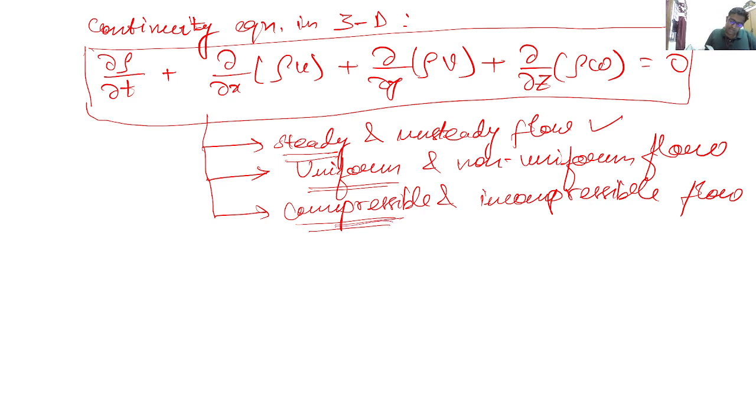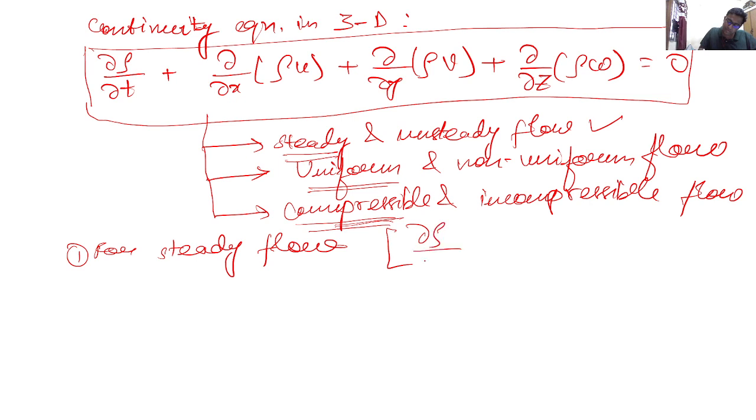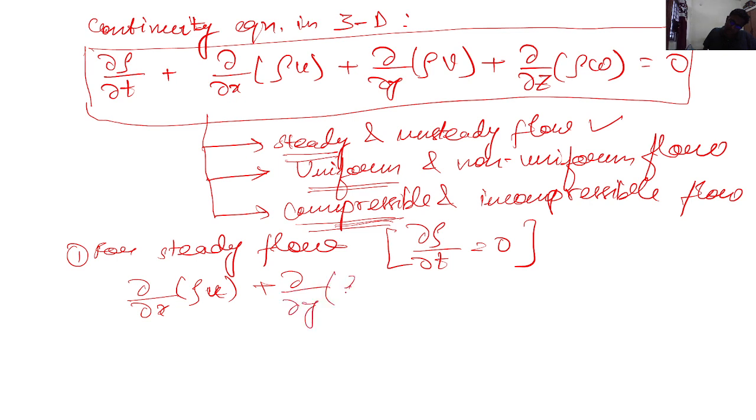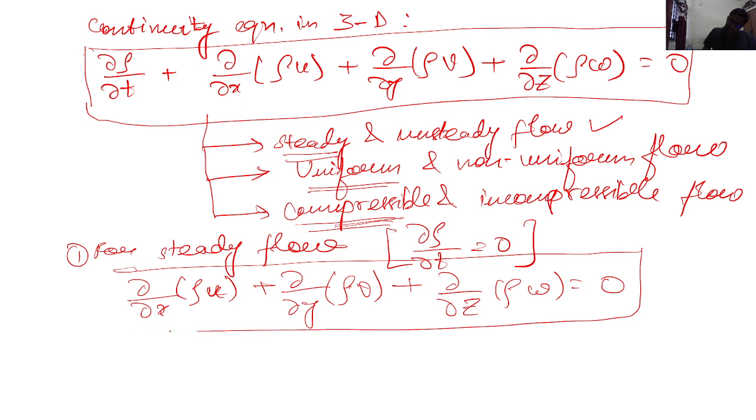So let us just take some conditions. Number one, what happens for steady flow? We know that for steady flow, the time derivatives become zero because there is no change with respect to time. So this first term will become zero. So the expression will be just del by del x of rho u plus del by del y of rho v plus del by del z of rho w equal to 0. So this will be the expression for steady flows only.